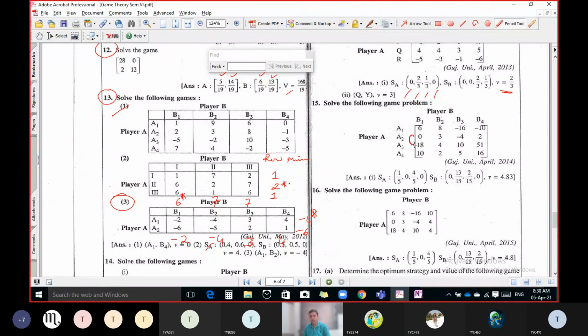Now compare A2 and A3. Which one is better, A2 or A3? Here A3, A3, A3. That means A3. Straightforward, we have to keep A3 and we have to cancel A2. So the probability of A2 is 0. See, the probability of A2 is 0.